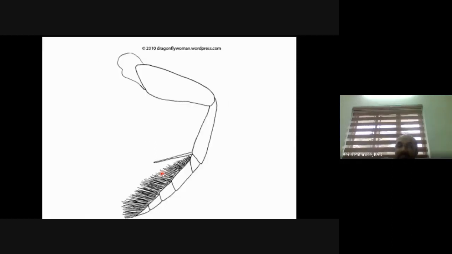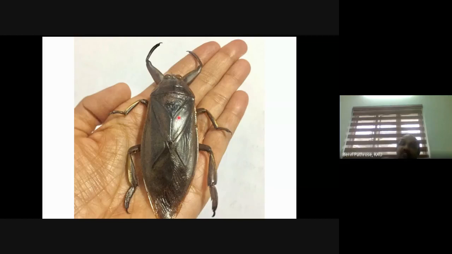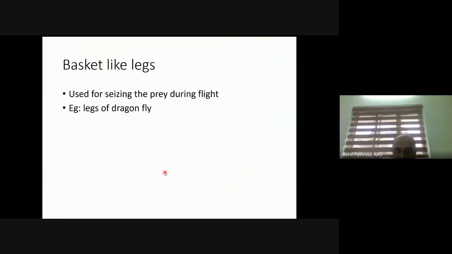And the insect which I have shown you is called the giant water bug. This is extremely big in size. See the size. If you see the palm, it occupies almost the entire length of the palm. It's extremely big, so it is called the giant water bug. The hind legs of the giant water bug are modified for swimming. That is natatory legs.